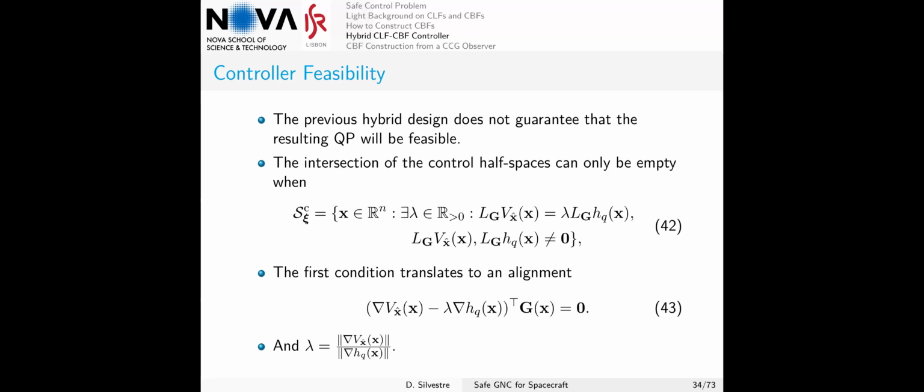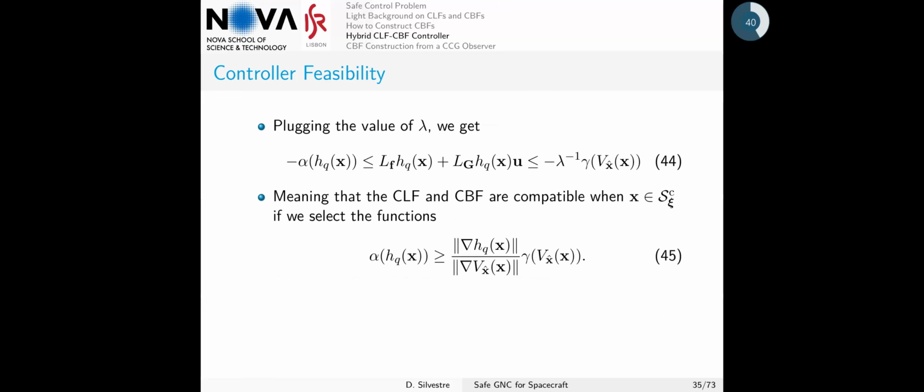But another part is, can we guarantee then that these QPs will always be feasible regardless of the jumps and the flow sets and all? In order to check where the problems are, we need to check when the intersection is empty. And that is true when this holds. As you can see here, the problem is when you have alignments of the gradients of the Lyapunov function and the barrier function. In the end, we know that there is a relationship for this lambda that depends on the magnitude of these vectors. If that's true, we can use this value to select later the constants for the CBF and the CLF such that this set is not empty.